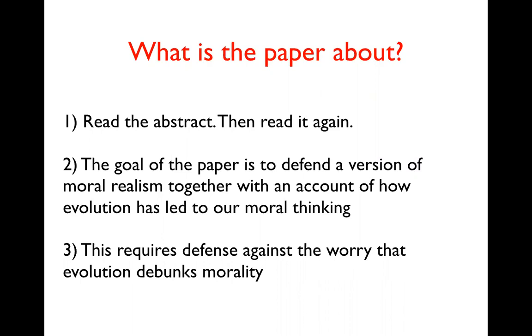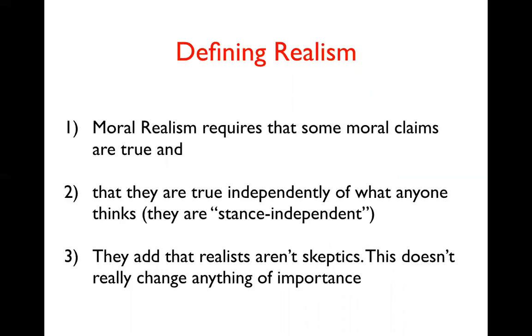Now, if you do that and you read the abstract, what you'll discover is that the goal of the paper is to defend a certain version of moral realism. And we'll talk about what they mean by that and what their version is as we go along. They also want to join that together with a particular account of how evolution has led to our current moral thinking. What's the evolution of moral cognition, you might say. Now, they take a particular worry about this to be the debunking argument, the worry that evolution debunks morality. So all along the way, they're going to keep bringing that back up and saying what they have to say about it. Okay, so let's just start with the paper.